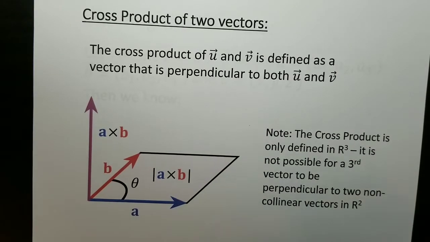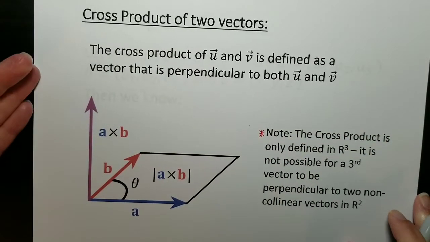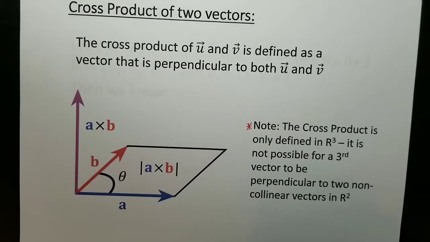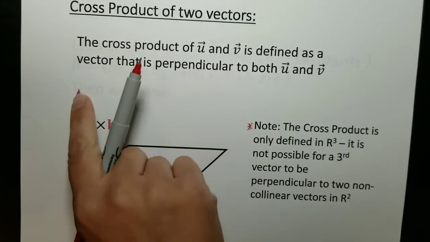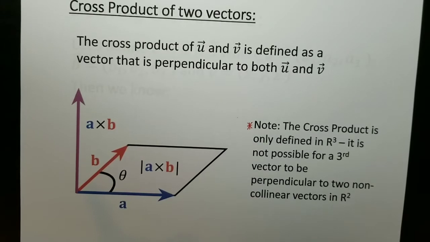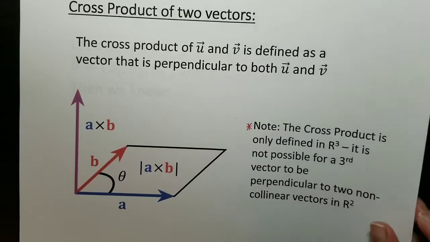Another important thing here is that the cross product is only defined in R3, right? We could do dot product in R2 or R3, but in R2, if you had two vectors drawn on a flat surface, you can't draw a third vector that's perpendicular to both of those without coming out of the page. So we need this third dimension to be able to get that third vector to be perpendicular to the first two. That's not something that's possible to do in just two dimensions.